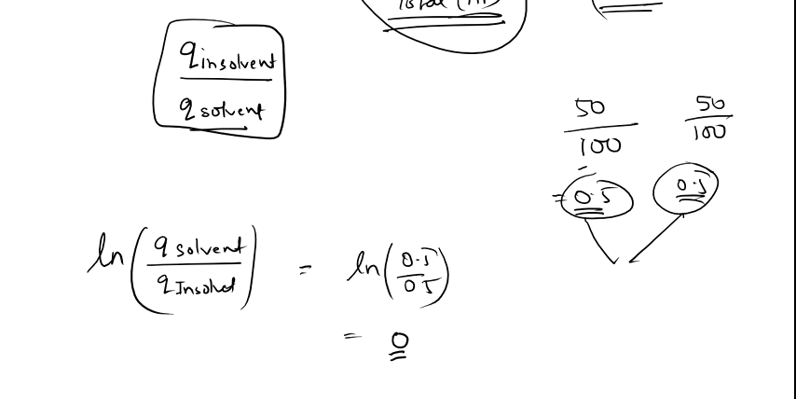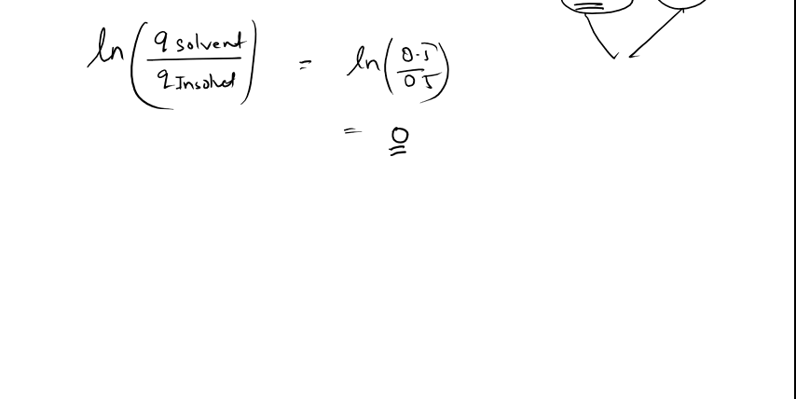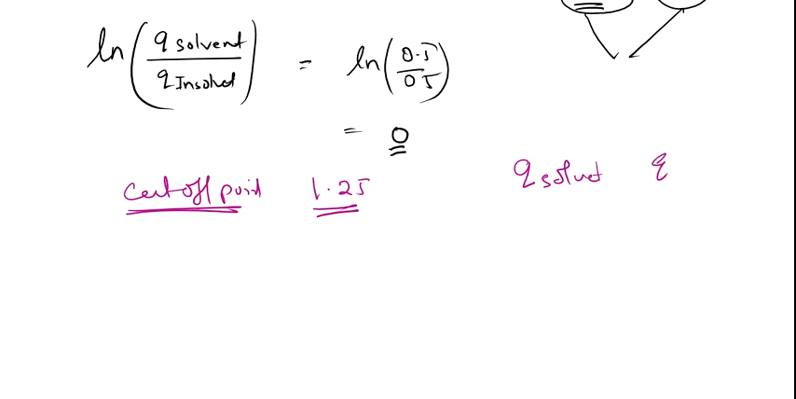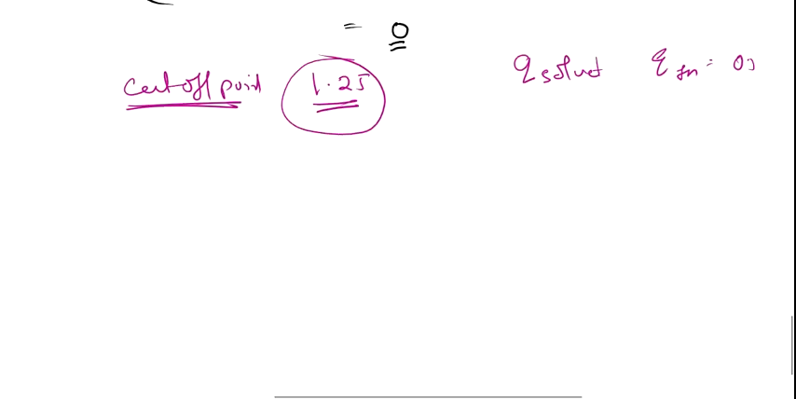Now how can we adjust? See, the cutoff point which we are using is 1.25. This is our cutoff point. If we have used balanced data where our probability of solvent and probability of insolvent are 0.5 and 0.5, then our cutoff point will remain as 1.25. But if there are situations where our probability of solvent and insolvent are not the same, we need to balance the data. Now how can we do so?